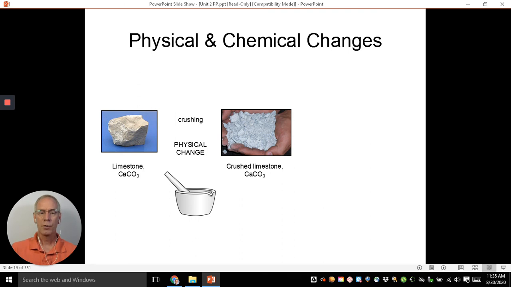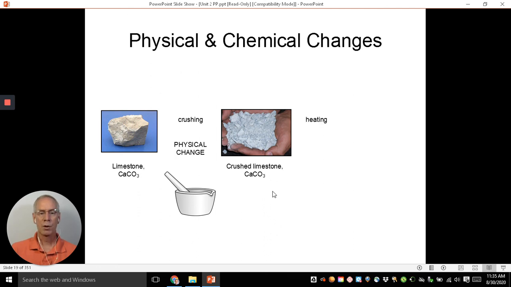A use for crushed limestone is to put it in factories that are still using coal to burn. Coal, when it burns, produces sulfur dioxide and other gases that produce acid rain. And crushed limestone will absorb that sulfur dioxide. It's called a chemical scrubber, and it's how we can still use coal to burn for energy and maybe not pollute the environment quite as much.